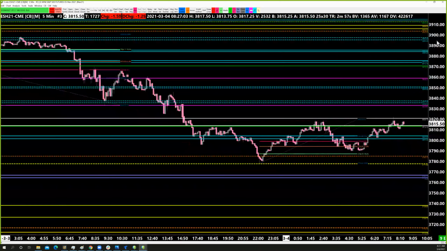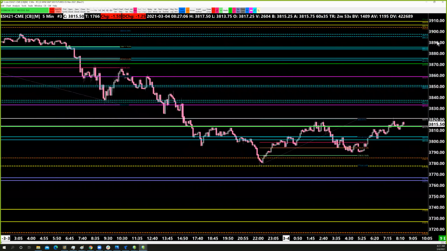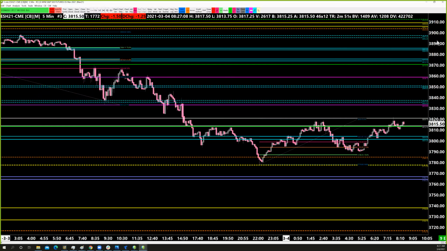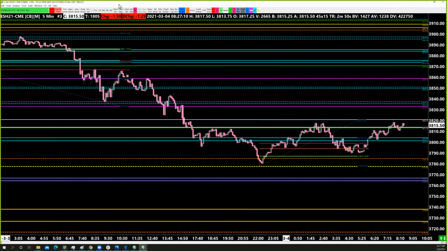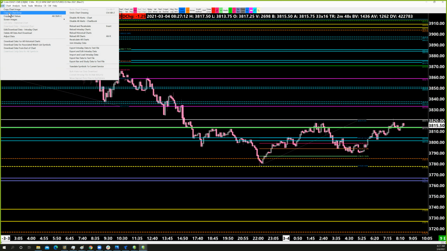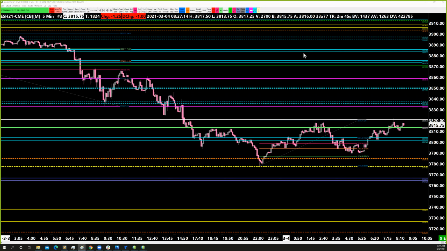I'm going to put 39.10 as my upper boundary, and I'll do that 37.16 as my lower boundary. We'll go from there. Edit, copy chart to BMP. Yes, 4. JPEG, save.